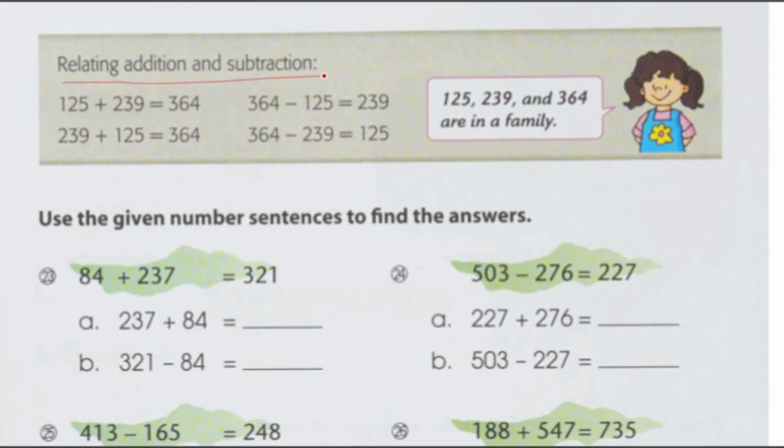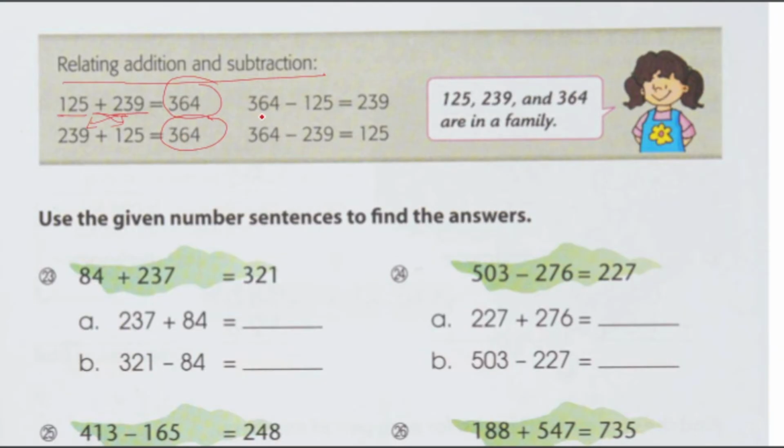Relating addition and subtraction. As you see in this picture, 125 plus 239 is equal to 364. And if we interchange the position of 239 and 125 and do the same operation, that means addition, the answer will remain the same. So if we change the order of the numbers and we again add, we'll get the same result.